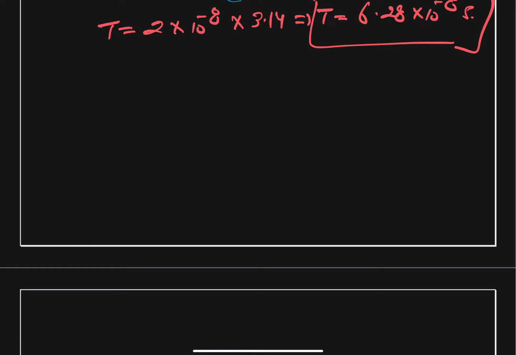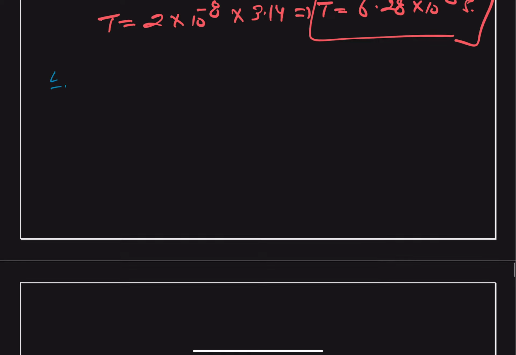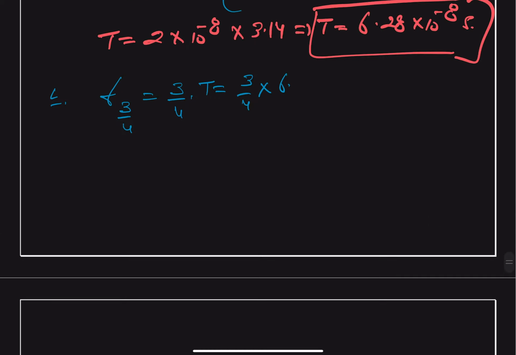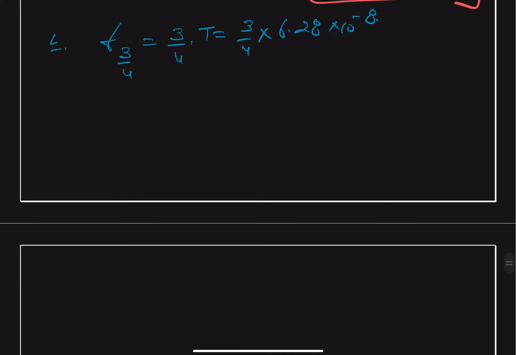And we need 3/4 of it. So the time for 3/4 will be 3/4 multiplied by T. We substitute the value and get 3/4 multiplied by 6.28 into 10 to the power minus 8. So the time for 3/4 comes as 4.71 into 10 to the power minus 8 seconds.